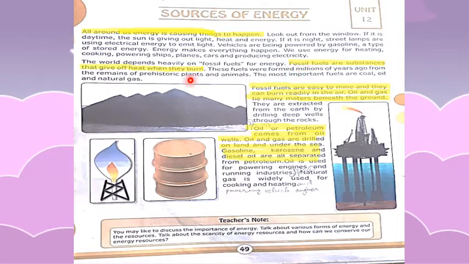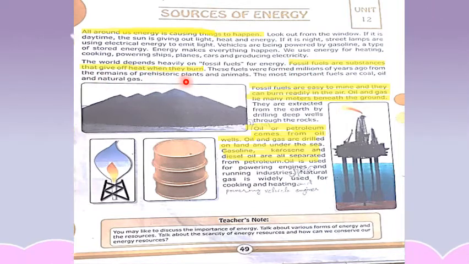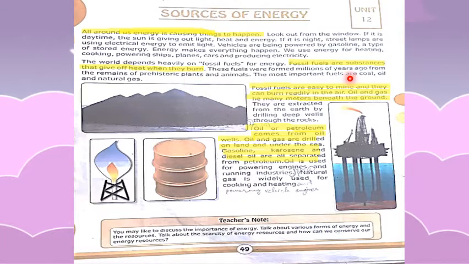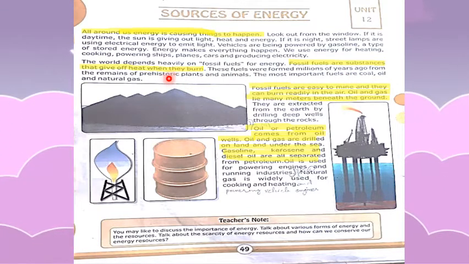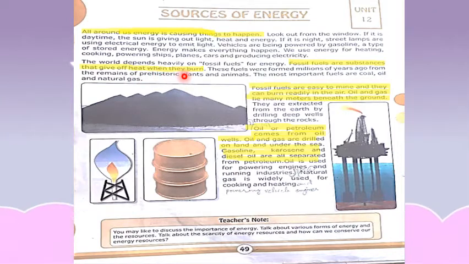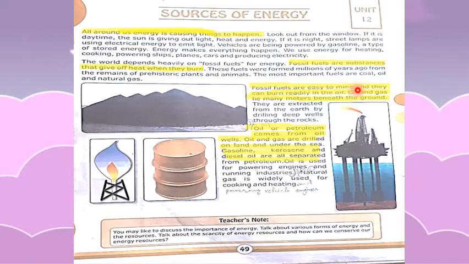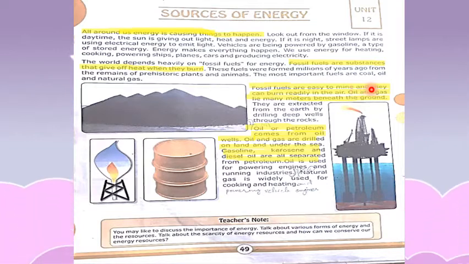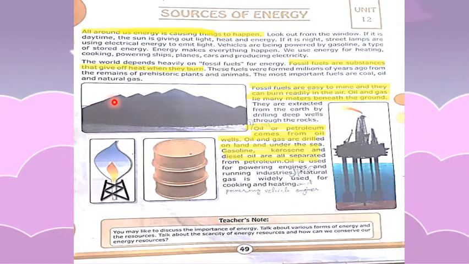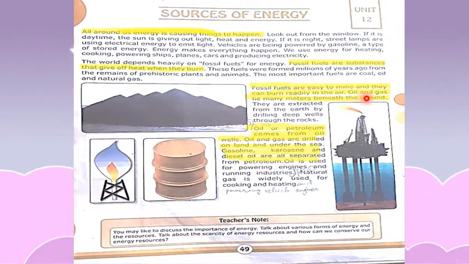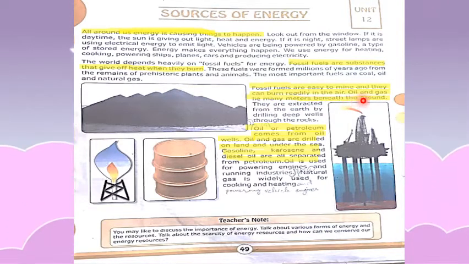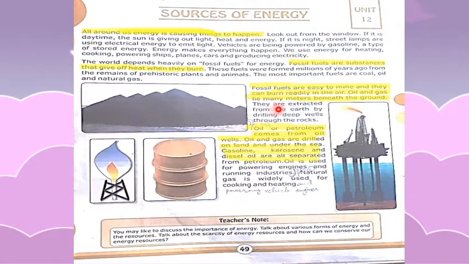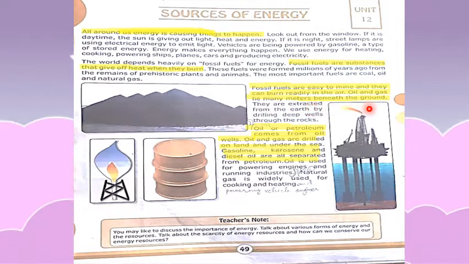Fossil fuels are the substances that give off heat when they burn. Fossil fuels are the substances that give off what? That give off heat when they burn. And there are three main types of fossil fuels, and these are coal, oil, and natural gas. Fossil fuels are easy to mine and they can burn readily in the air. Oil and gas lie many meters beneath the ground.